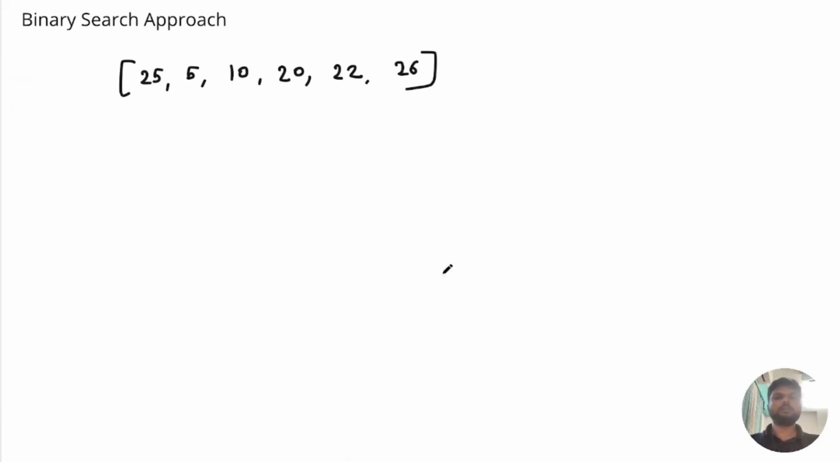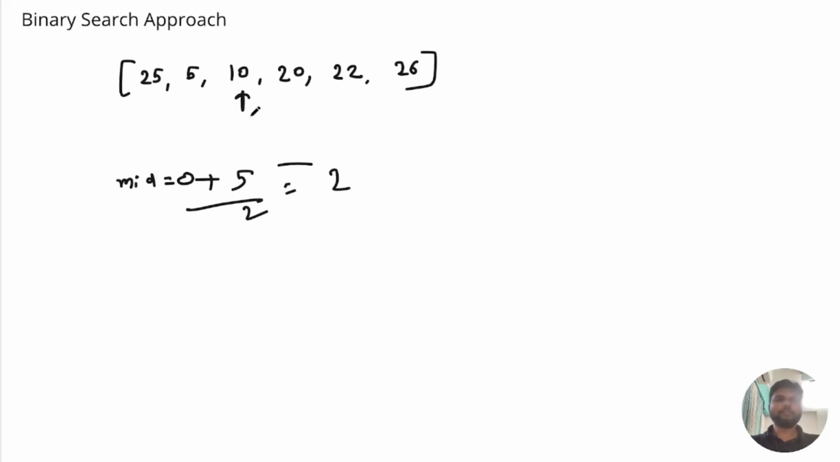Let's just see that. Suppose you have calculated the mid. The mid will be 0 plus the length of the array, 0 1 2 3 4 5, 5 divided by 2, which will give us 2. So the second element is at the mid, 0 1 2. Okay, so this 10 is at the mid. Now we check whether 10 is a peak element or not. 10 is greater than 5, but 10 is smaller than 20, right? So 10 is not a peak element.